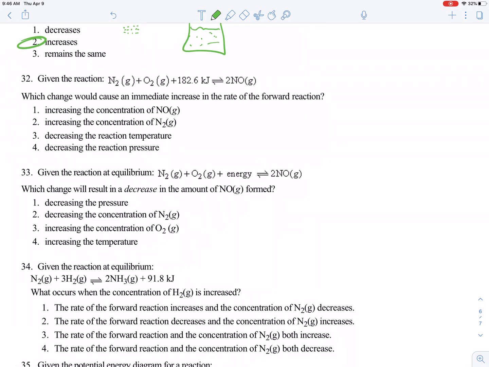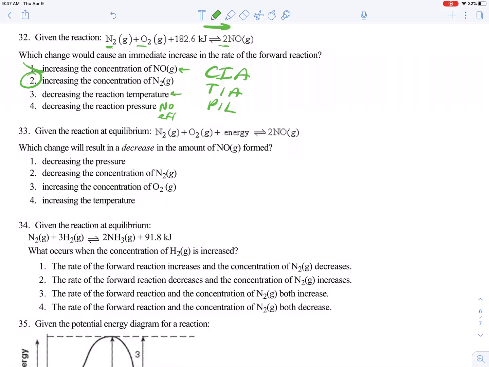32, what would cause an immediate increase in the rate of the forward reaction? So I want this to go forward, so I have to think what's going to happen. Increasing the NO would shift it to the left, so that's not it. Increasing the nitrogen on the left would shift it to the right, so there's my answer. Decreasing the temperature would shift it to the left, and decreasing the pressure would have no effect because there's an equal number of moles of gas on each side.